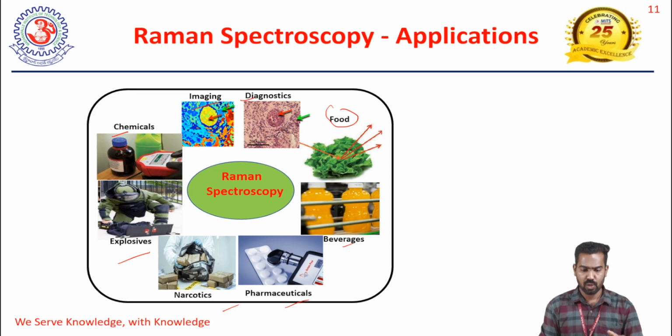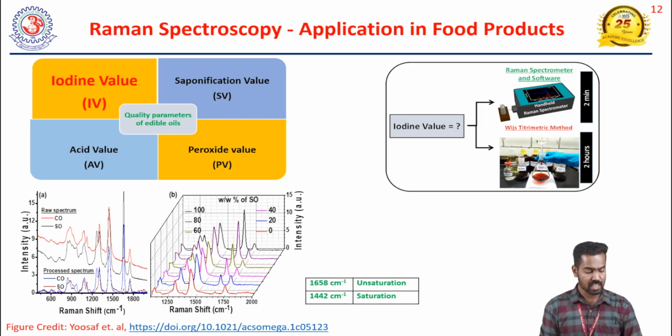Here I mentioned so many applications. I will explain the application of Raman spectroscopy by taking a specific example in the case of food. This experiment we actually performed in our laboratory during my PhD period. Here we determined an important quality parameter of edible oil.